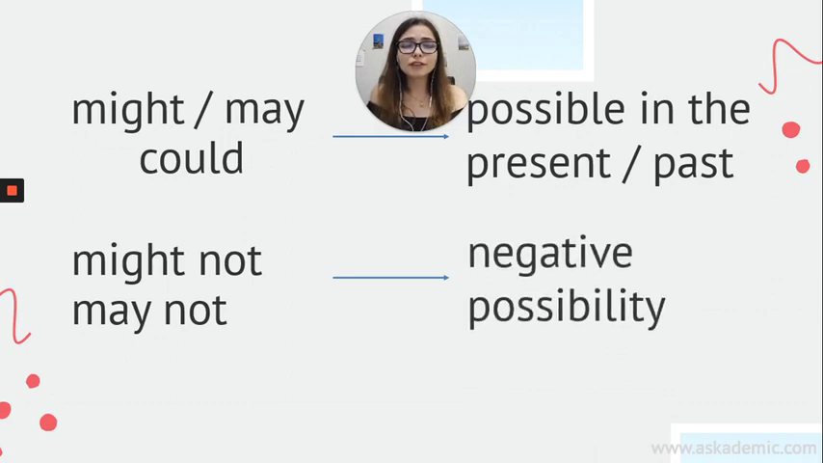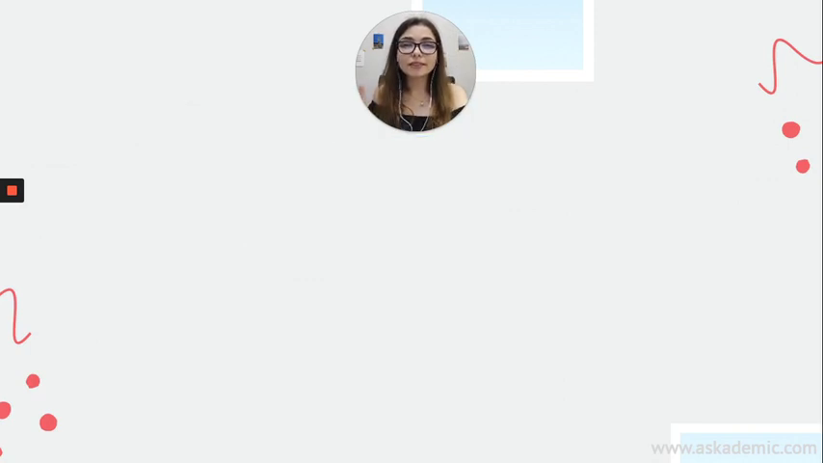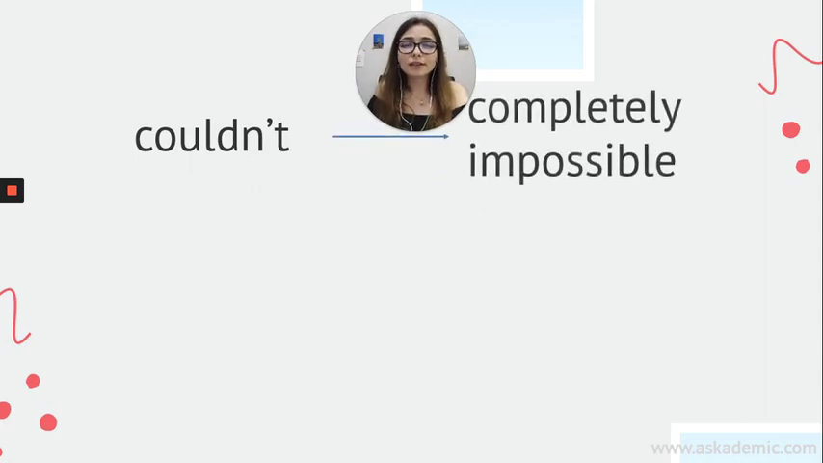But there's a difference here. We cannot use couldn't, but we said that they can be used in the same way. Okay, there's a slight difference in couldn't. It is used when something is completely impossible. So we cannot use couldn't when we want to give a negative possibility, okay?